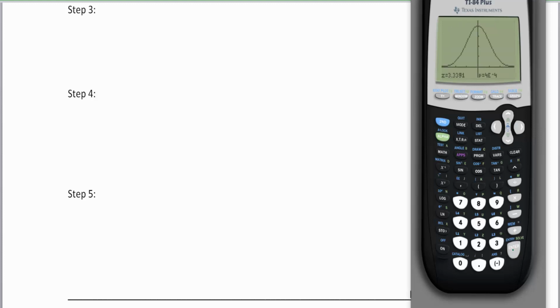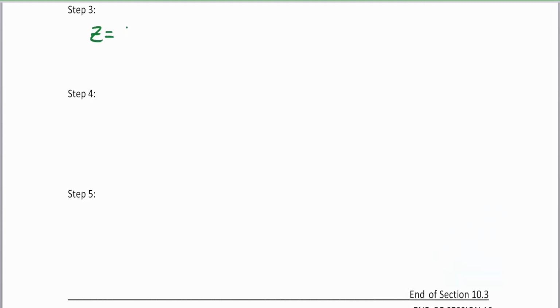Okay, now here's something kind of interesting. You have this graph that looks blank, but let's pay very close attention to the z and the p value here. Let's write down the z value. The z value is 3.3391 standard deviations away from 0, and the p value, not to be confused with p hat, was 4e negative 4. Now this is not 4%. This is actually 4 times 10 to the negative 4th power.